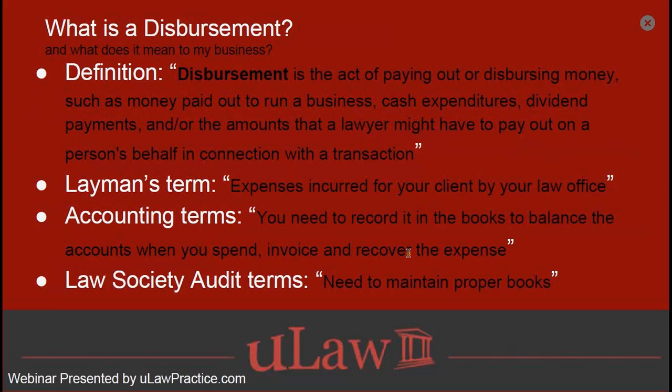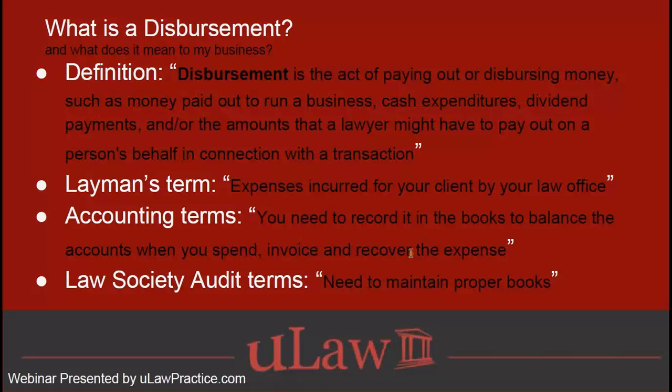Okay. So the first topic really is, what is a disbursement? We wanted to go with the wiki definition. A disbursement is the act of paying out or dispersing money, such as money paid out to run a business. And the most important aspect is that even when you're paying out on another person's behalf in connection with a transaction, so that's in most cases your client, where you actually pay in advance, whether through trust or general, you pay that and then recover that expense.